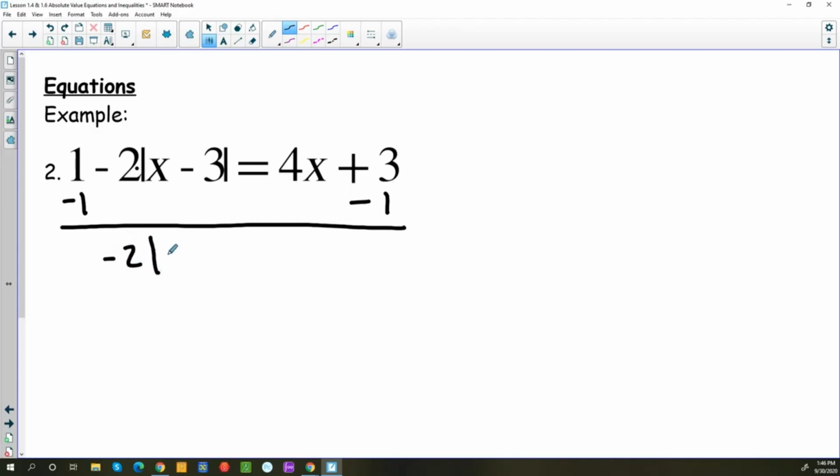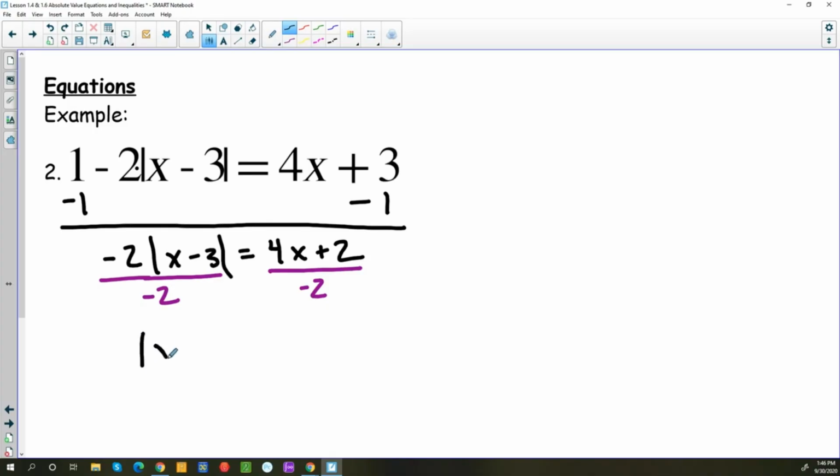So then we have negative 2 times the absolute value of x minus 3 equals 4x plus 2. So then the next step that we want to do is divide by negative 2. So then it cancels on the left, and we have absolute value of x minus 3 equals negative 2x minus 1.